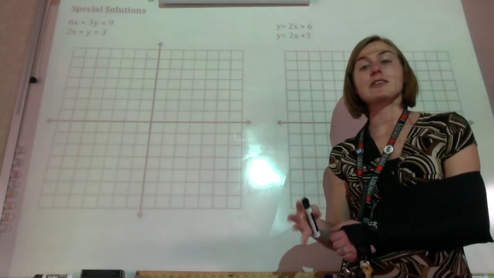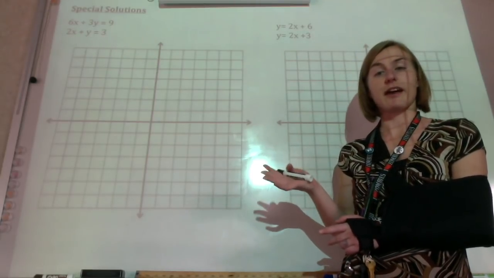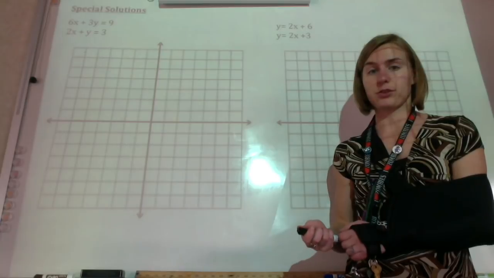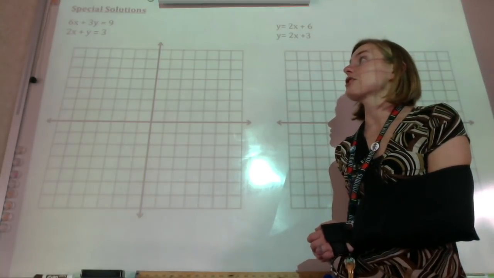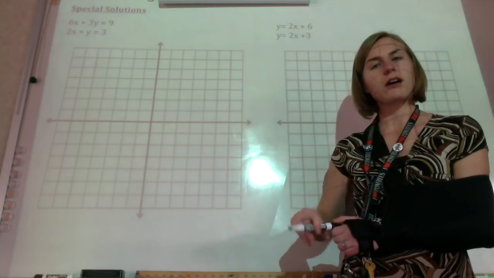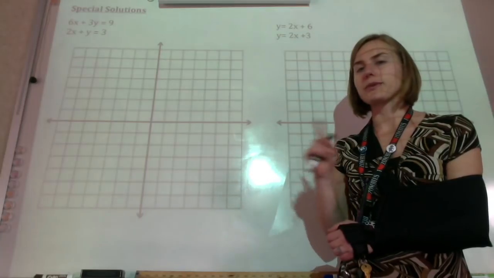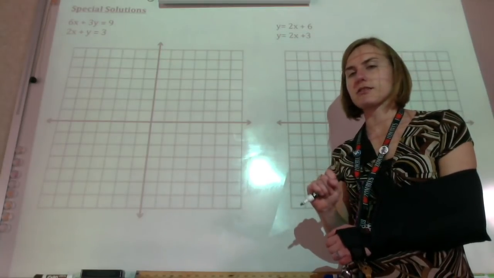Last thing we're going to talk about is special solutions, because of course never anything in math is always going to be that simple. There's always going to be exceptions to the rule. So we're going to take a look at two types of special solutions. You might be thinking that you already know what these are, considering there are two different types of special solutions to linear equations, so maybe linear systems are the same.